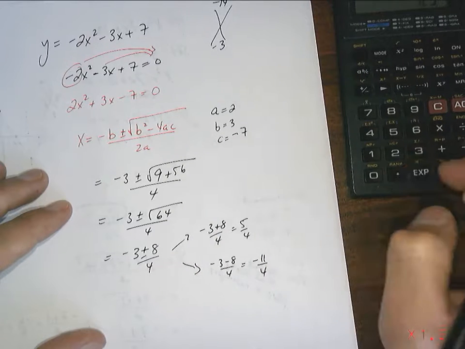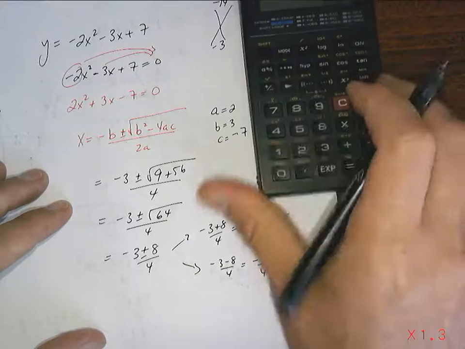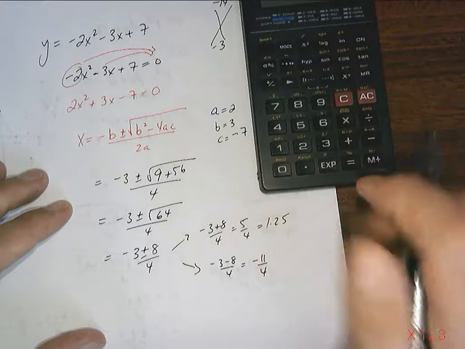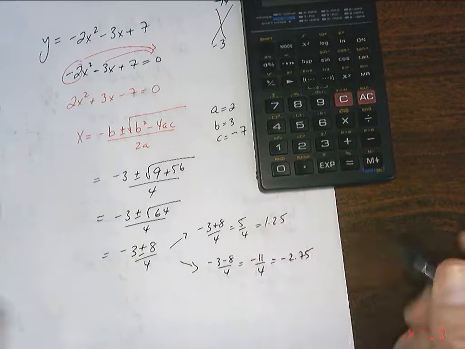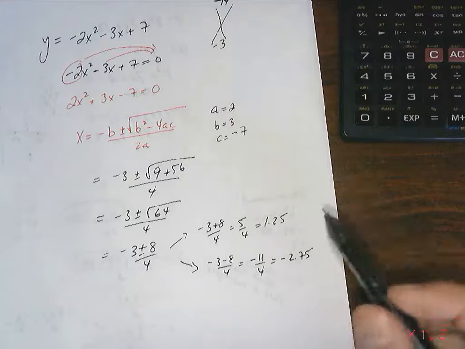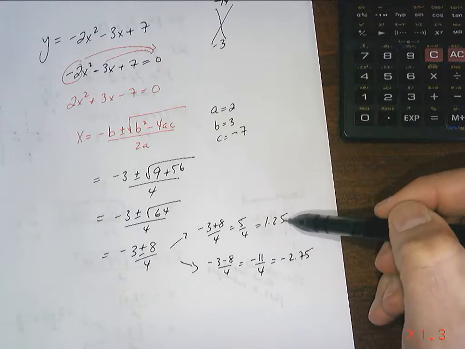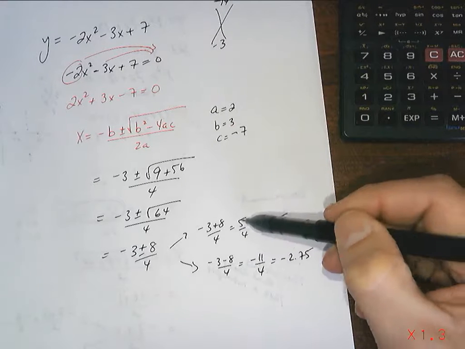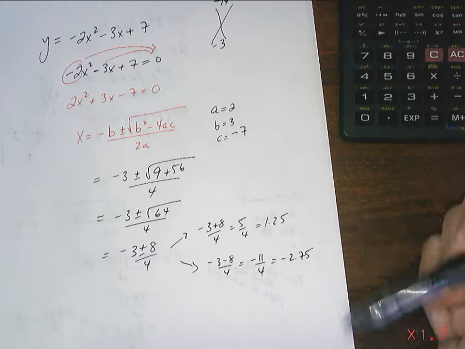So 5 over 4 is going to be 1.25, and negative 11 over 4 is going to be negative 2.75. And we would graph those by estimating where they go. Now, if the solutions that you're given give you fractions, I'm asking you for decimals. Just take the fraction, use your calculator, and check to see if they're right. Let's do another example together.